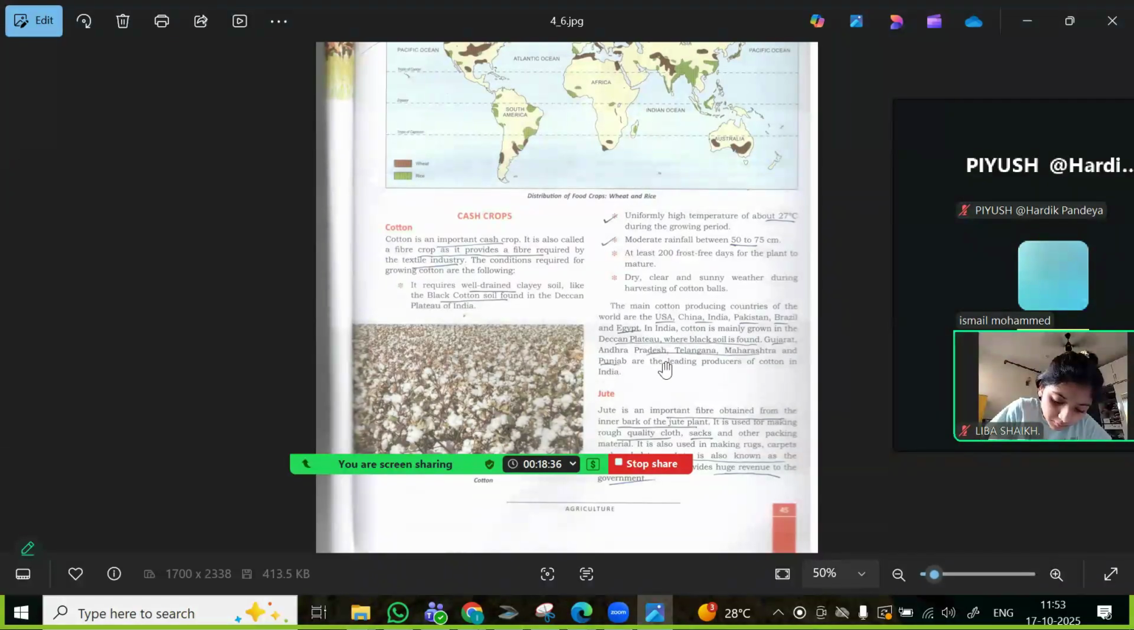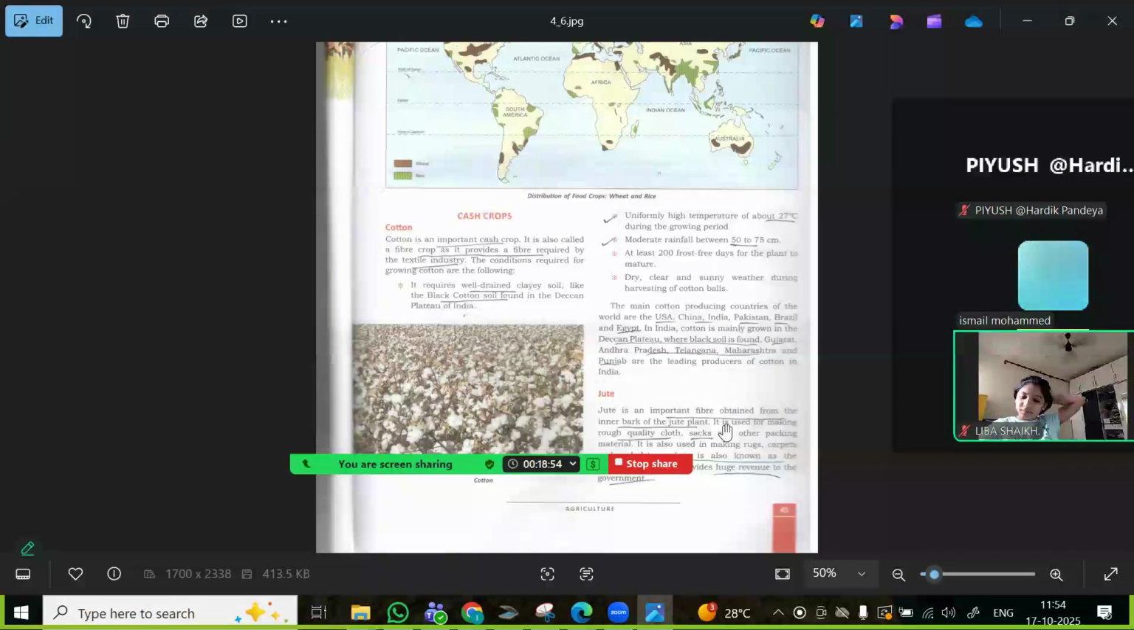Then in India you have the Deccan Plateau, the south side, and Gujarat on the west, which is an exception, and Andhra Pradesh, Telangana, Maharashtra, and Punjab. These are the leading producers of cotton in India.